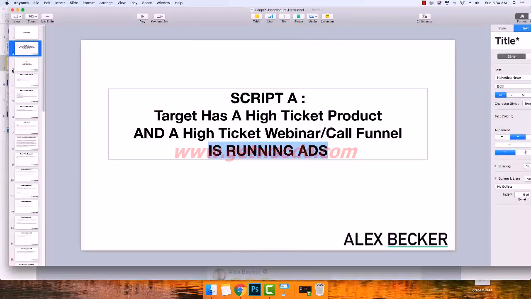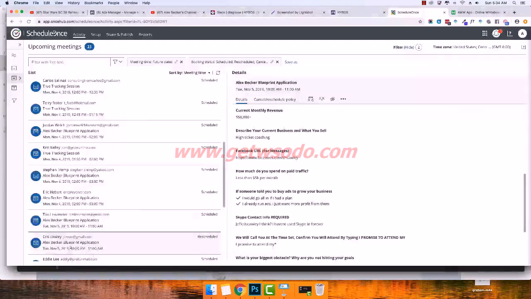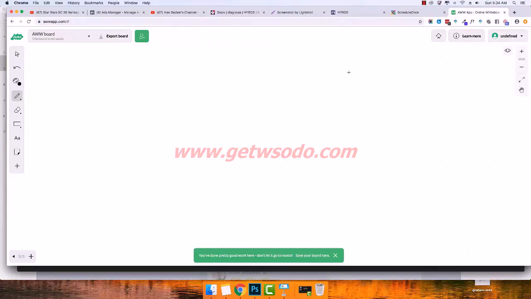So here's exactly how this script will work. The first thing you're going to want to do when you're running these scripts is create a gain and loss column. Just go over before you do it. You want to set up the numbers we're going to leverage against them, like I talked about in the previous video.